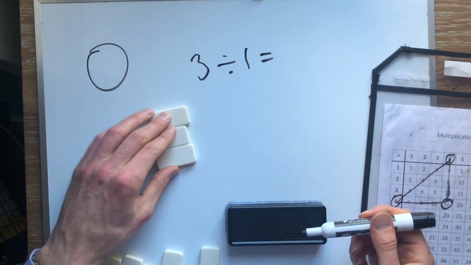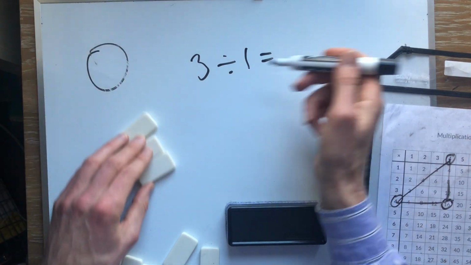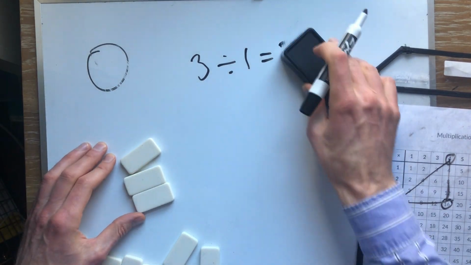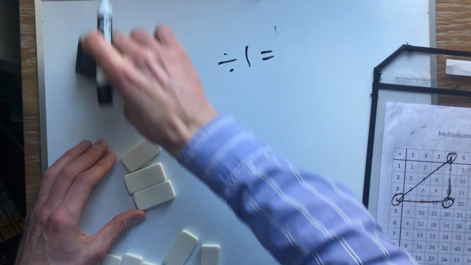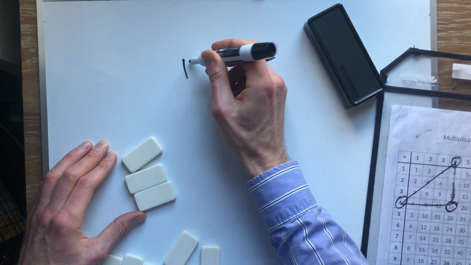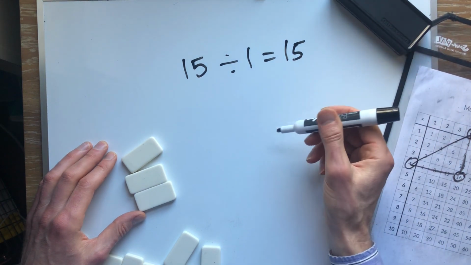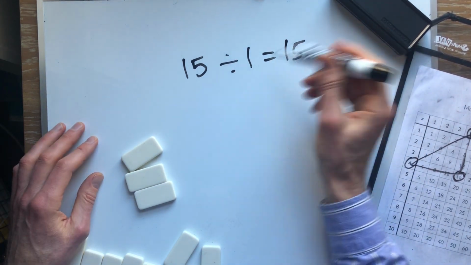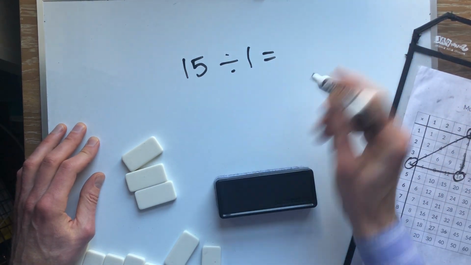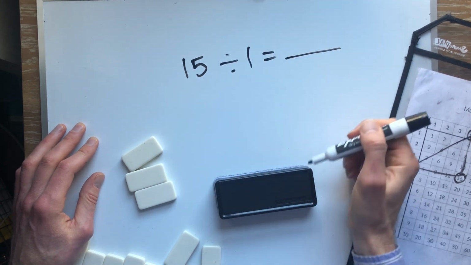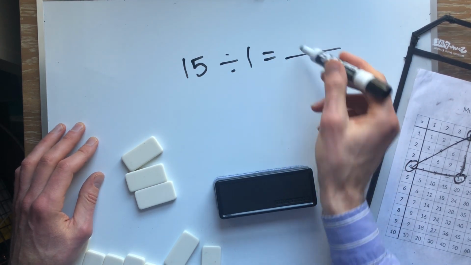So it's like you have one pile. You have to put it in there. It's all of them, right? So 3 divided by 1 is 3. Let's say 15 divided by 1 is 15. So it's just the number itself. And you could also think of it as 1 times what equals 15? Well, 1 times 15 equals 15.